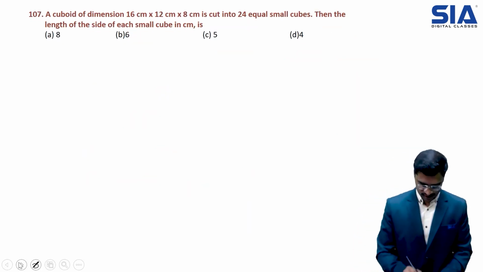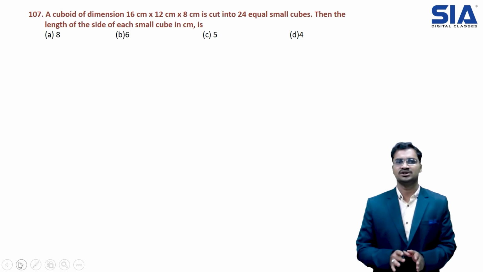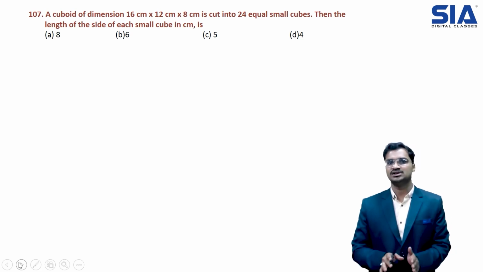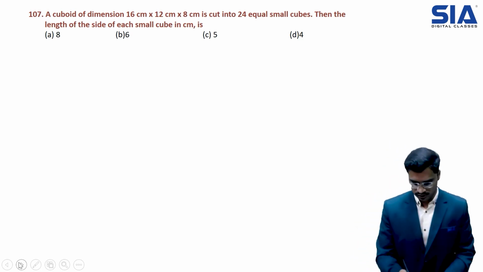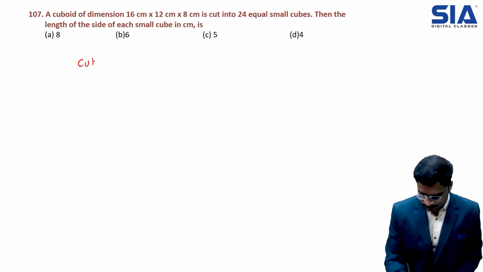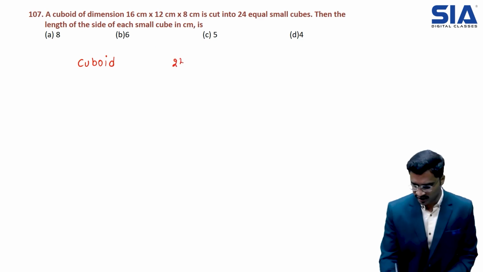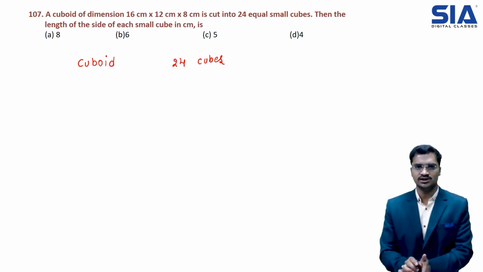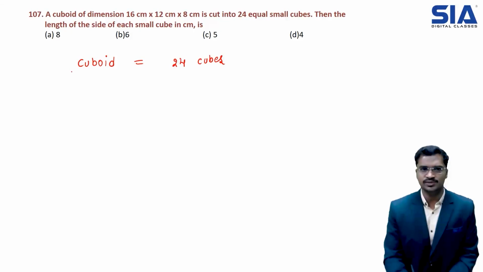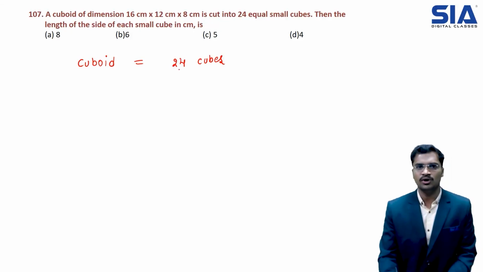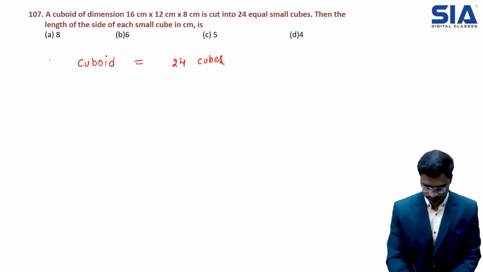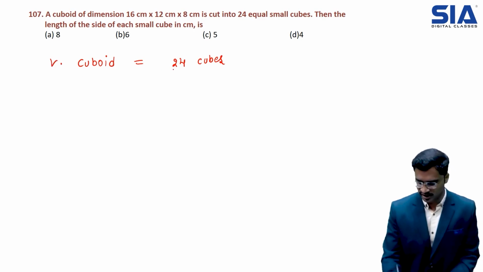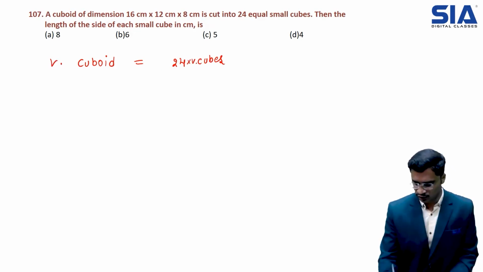Okay. Now coming to the next question, which is: a cuboid of dimensions 16, 12 and 8 centimeters is cut into 24 smaller cubes. So a cuboid is cut into how many cubes? 24 cubes. So I can say that the volume of this bigger cuboid is equal to the volume of these 24 smaller cubes. So let us equate them. Volume of this cuboid is equal to 24 into the volume of the cube.